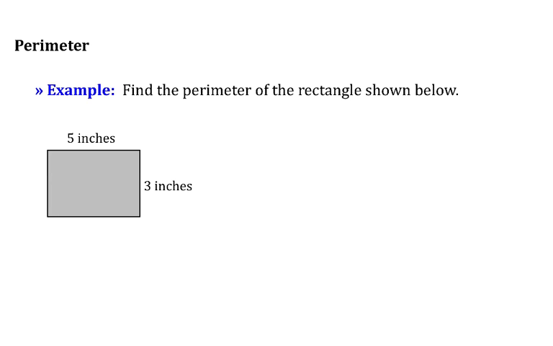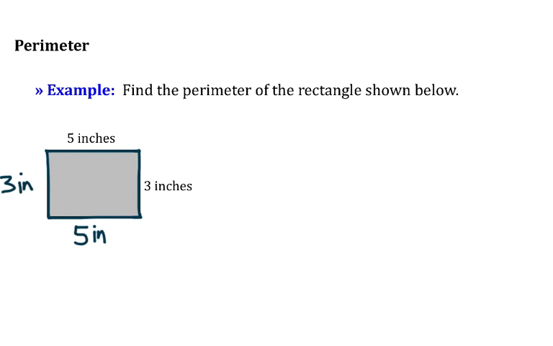Our first example asks us to find the perimeter of the rectangle shown below. It looks like our length is given as 5 inches and our width is given as 3 inches. As we dive into this problem, let's make sure we agree on one thing, which is if the length here is 5 inches for this rectangle, that implies the length down here is likewise 5 inches. And similarly, if our width here is 3 inches, it would also be 3 inches on the left side.